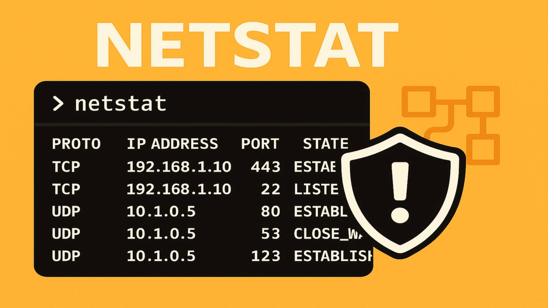Netstat is another powerhouse. It shows you all the active connections on a machine, including IP addresses, ports, and protocols. Great for spotting unauthorized or suspicious activity.